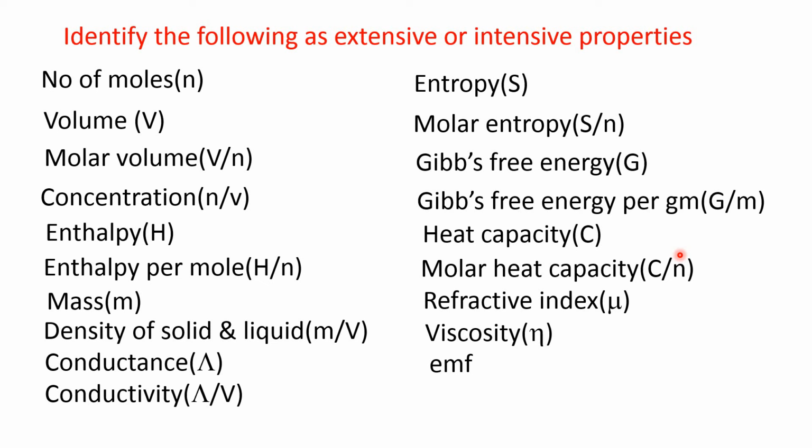Then EMF. EMF is electromotive force. It is the difference between the electrode potentials of the two electrodes in the galvanic cell. And electrode potential depends on the number of ions per unit volume. So electrode potentials are intensive properties, so their difference is also an intensive property. Now magnetic permeability. Magnetic permeability means the induced magnetic field developed when the substance is kept under an external magnetic field. That depends on the nature of the substance. So magnetic permeability is independent of the amount of the substance. So it is an intensive property.